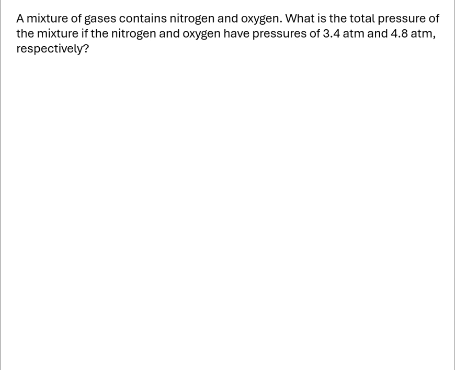So in this example, it says a mixture of gases contains nitrogen and oxygen. What is the total pressure of the mixture if the nitrogen and oxygen have pressures of 3.4 atmosphere and 4.8 atmosphere, respectively? So again, here we have a mixture, but this mixture only contains two gases. It tells us that it contains nitrogen and that it contains oxygen. Now, I'm putting the N and the O for nitrogen and oxygen. If you wanted to put P1 and P2, that is fine as well.